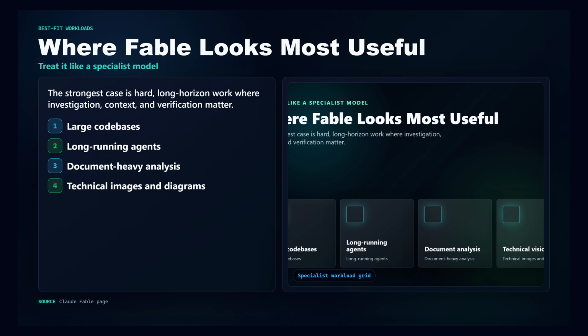The strongest case for Fable 5 is hard, long-horizon work, large codebases, agents that need to investigate before acting, document-heavy analysis, diagrams, PDFs, screenshots, and technical images. Anthropic's positioning and early reports both point toward complex coding and professional workflows, not cheap routine chat. Treat it like a specialist model.